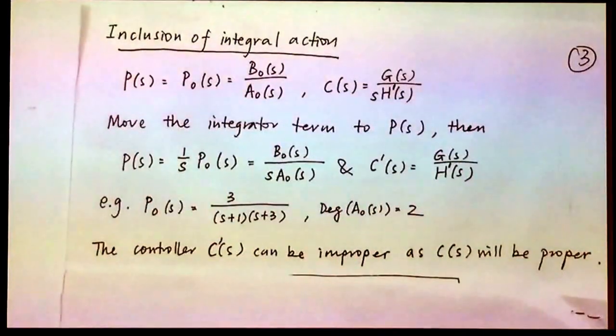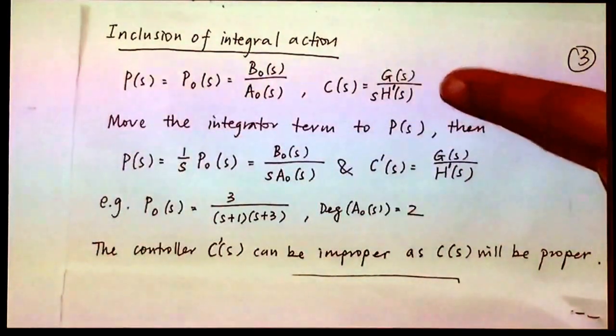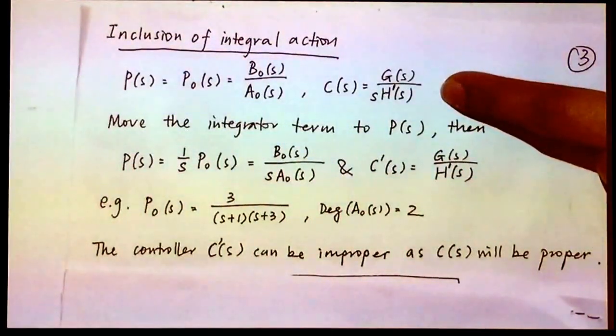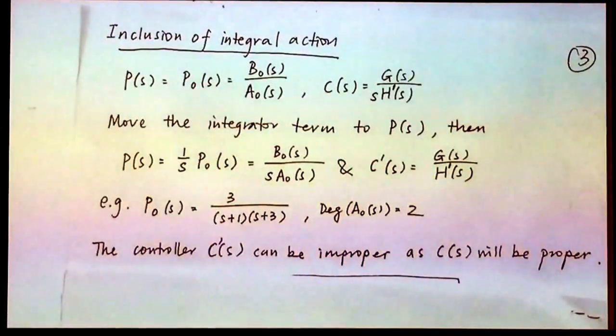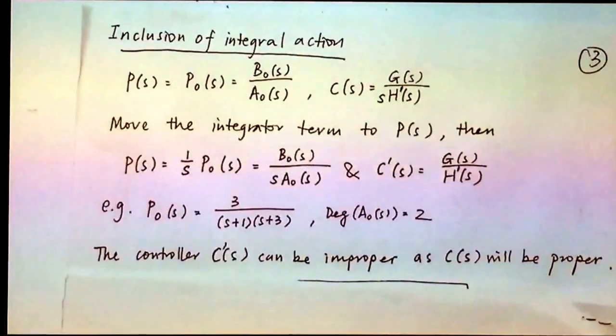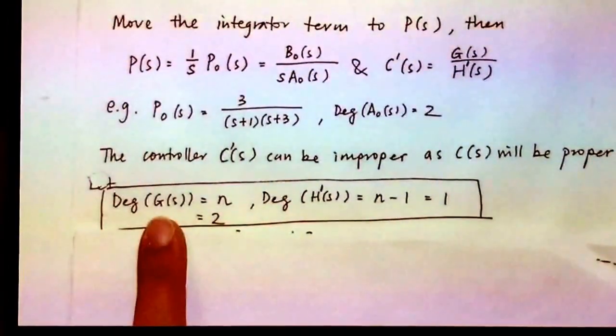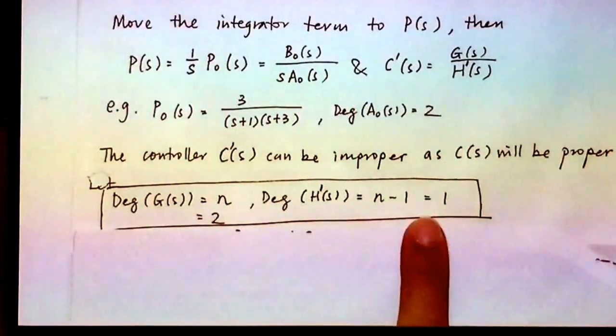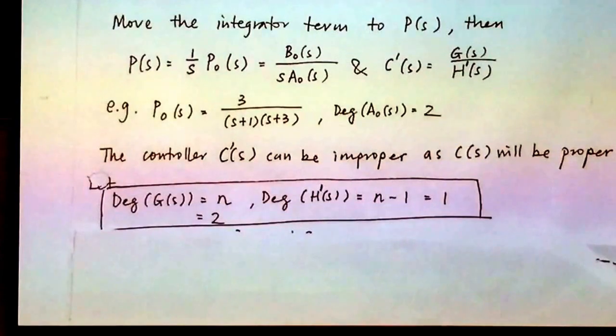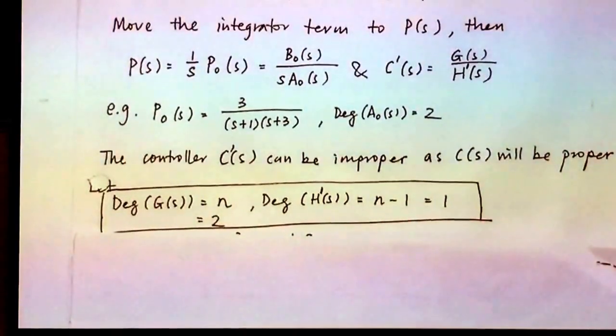Okay? I will tell you that the controller C prime can be improper. It's fine if it's improper. Okay? Because when you shift the integral term back, your C(s) is actually proper. Because if you shift the integral term back here, your denominator will be 1 order higher. Okay, so it's fine, improper. Okay? And your design guideline is the degree of G is n, and degree of H prime is n. So if you follow the guideline, one thing you need to memorize, what do you need to memorize? You memorize the guidelines, so you know how to set the order of G and H. Okay, even best if you understand how the guideline comes about.